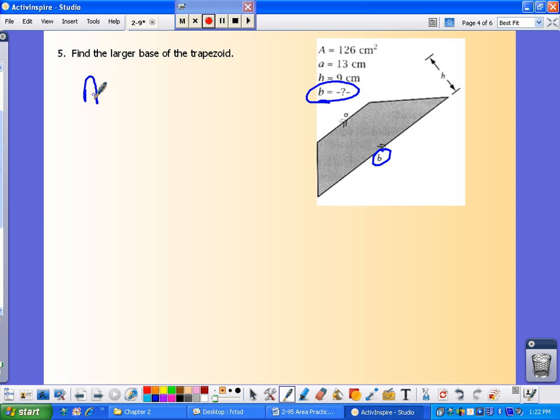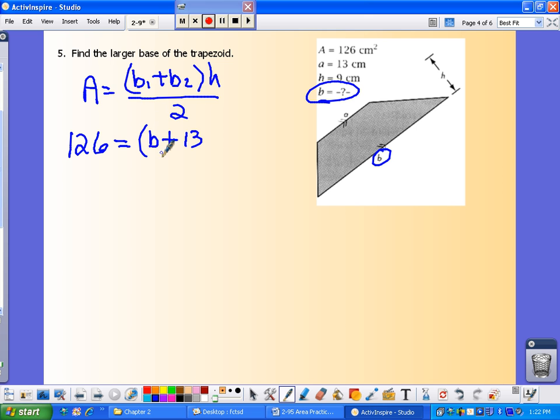So area of a trapezoid is equal to base 1 plus base 2 times height divided by 2. So let's just fill in our information. 126 equals base 1, which is, I don't know, could I call that B? Plus base 2, which is 13, okay. Times height, do I have that? I do, it's 9 divided by 2.